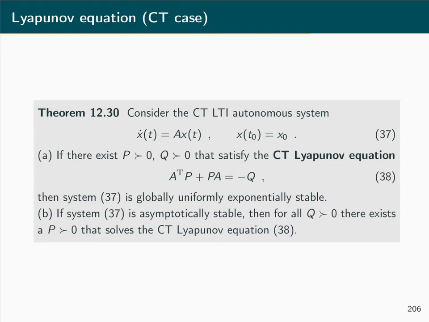A. If there exists a positive definite matrix P and a positive definite matrix Q that satisfy this continuous time Lyapunov equation, then the system in 37 is globally uniformly exponentially stable. And B, conversely, if the system 37 is asymptotically stable, then for all positive definite matrices Q, there exists a corresponding positive definite matrix P that solves the continuous time Lyapunov equation.